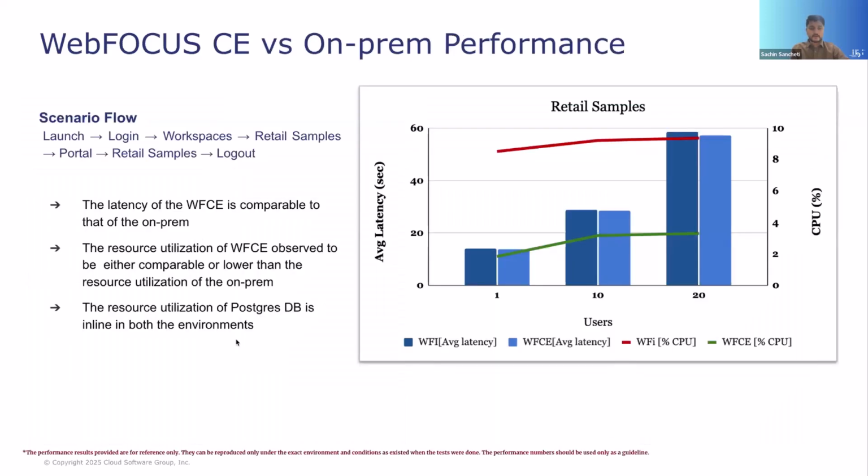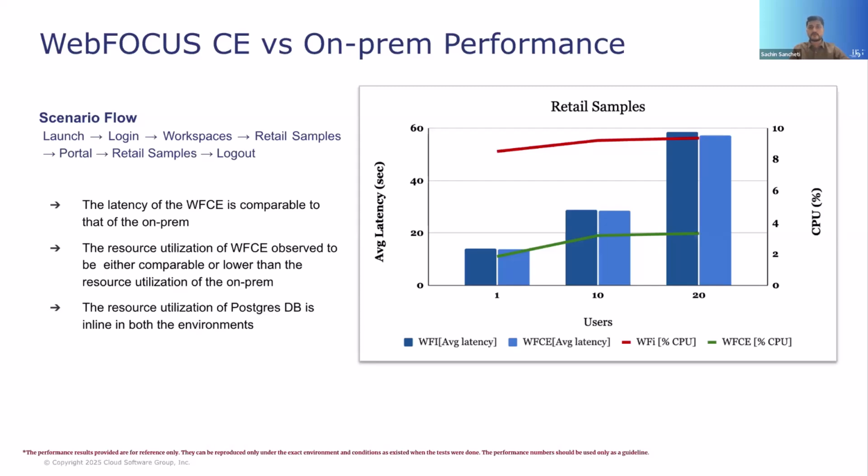So as I said, if a customer is trying to move from on-prem to a cloud environment, we know the cloud environment is cost effective and scalable, but at the same time we have to make sure that performance is at par. We are not compromising or impacting performance for the sake of scalability and cost effectiveness, right? So what we have done is a WebFOCUS C performance comparison with on-prem, where we executed 5 to 6 different scenarios for multiple concurrency, from a single user up to 20 users.